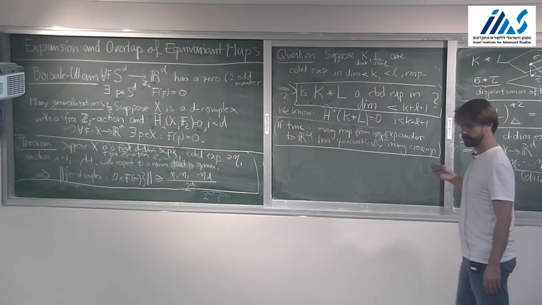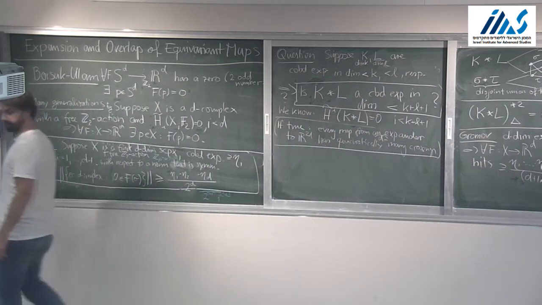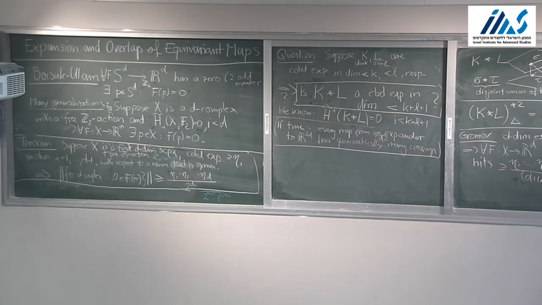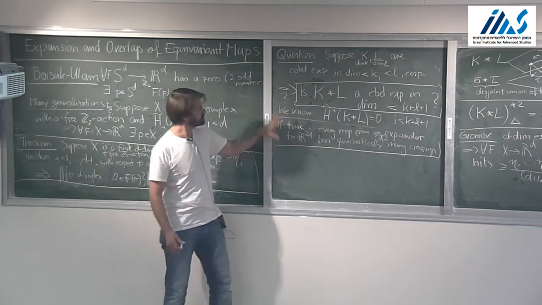Why is this a hard problem? I mean, you have an explicit model for the complex, right? Yeah. Because we can write down the co-boundary operator. Yeah, but somehow we have no techniques for proving co-boundary expansion.